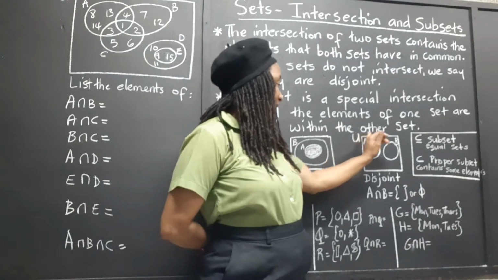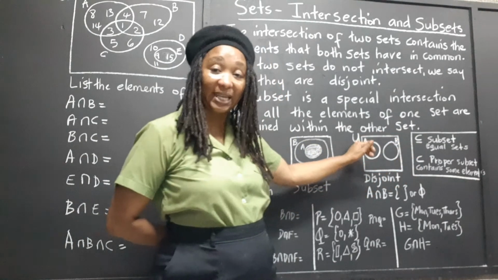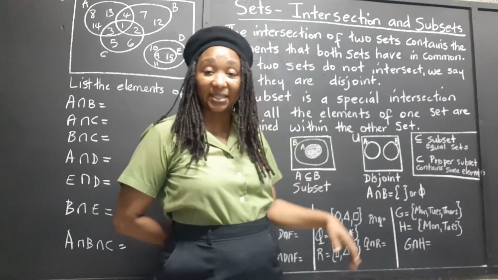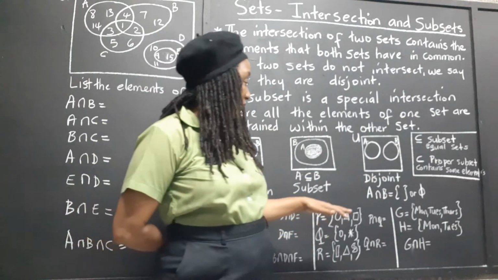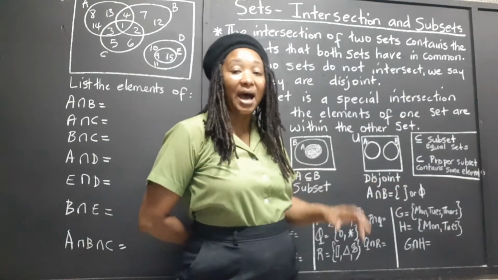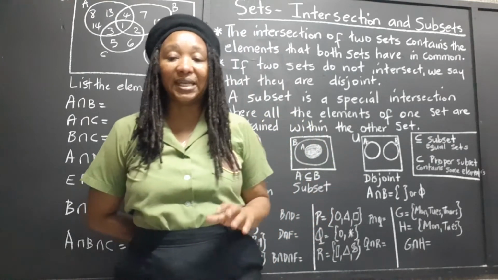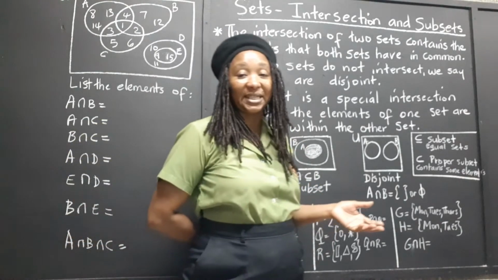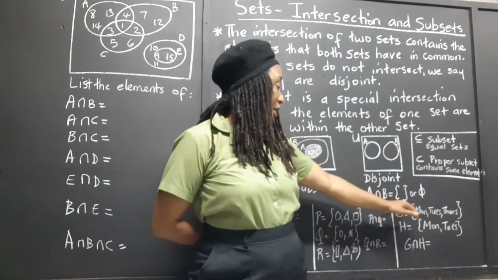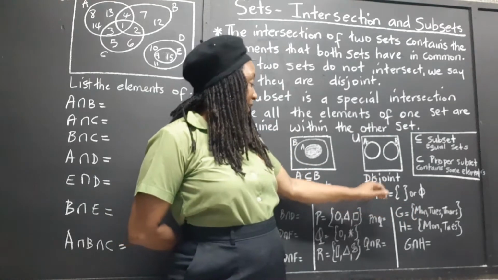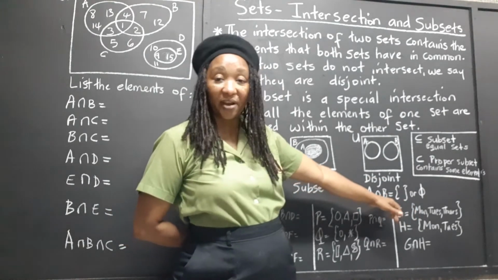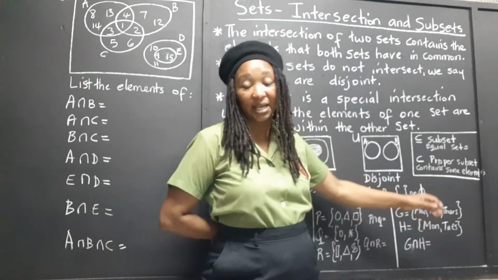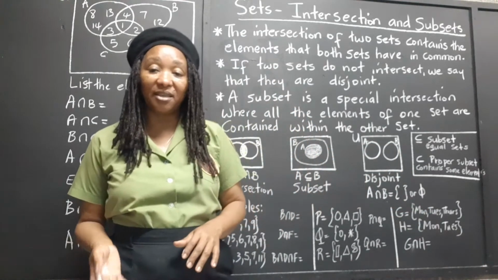So they are still members of the universal set. However, they do not intersect each other. They are disjoint. And if we're asked to list the elements of the intersection of two sets that are disjoint, all we need to say is, if set A intersects set B and they are disjoint, their intersection is the empty set or the null set. That means there are no elements in their intersection.